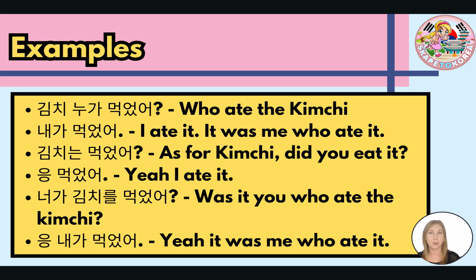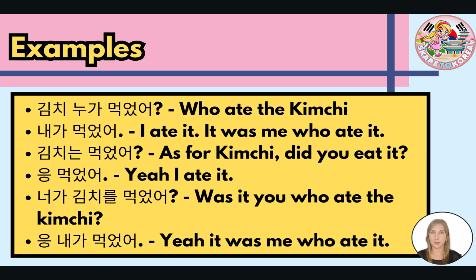너가 김치를 먹었어? Was it you who ate the kimchi? So here again, we are focusing on who the subject is and not on whether the kimchi was eaten. Okay, so the main emphasis is on who. So here in this case is you, right? Because was it you? 너가 김치 먹었어? Was it you who ate the kimchi? 내가 먹었어. Yeah, it was me who ate it. See the difference? So the topic is going to be focusing more on the object of the sentence and what the action relates to, and subject is on the person.